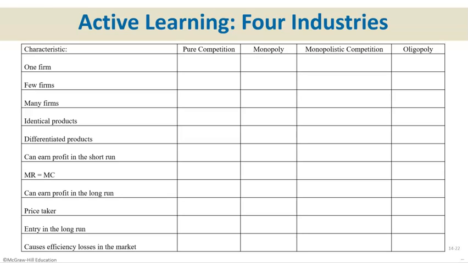Okay, first characteristic, there's one firm. So this is actually the definition of a monopoly when there's only one firm in the industry. Next one, few firms. That would be an oligopoly. And many firms. Both pure competition and monopolistic competition have many firms.